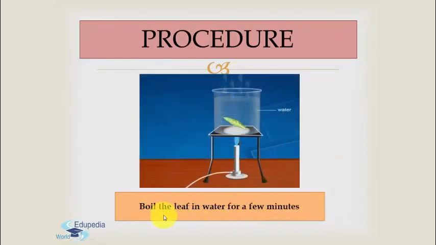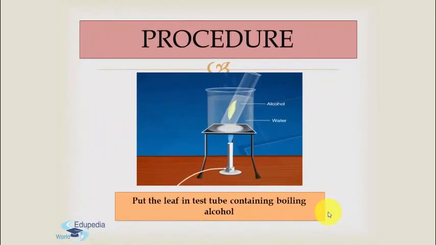Then we have to boil the leaf in water for a few minutes. After boiling the leaf in water, we have to put the leaf in the test tube containing boiling alcohol. This will lead to the release of chlorophyll in the alcohol and the leaf will become pale.